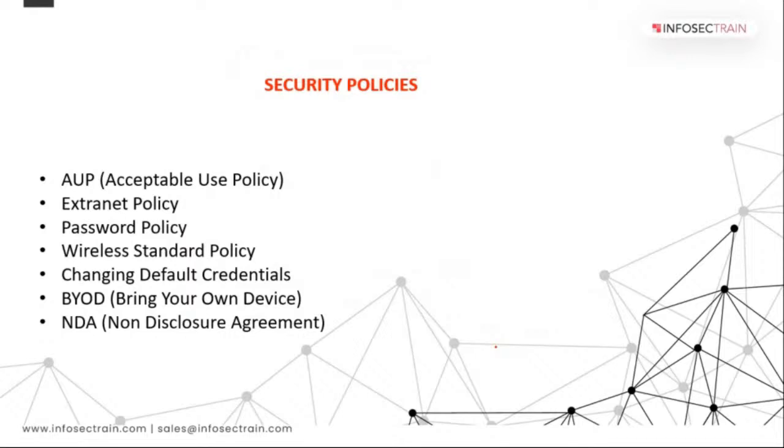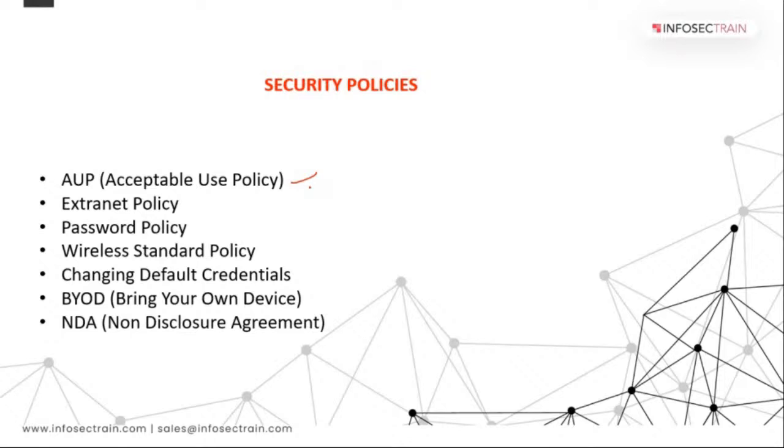Now, next thing we will learn about is security policies. Now, what are security policies? See, policies are there for security so that security is maintained in the organization. Now, what types of security policies do we have? AUP, first thing, acceptable use policy. So, what is acceptable use policy? It will define the acceptable use of the organization's physical and intellectual resources, that is, what resources you can use.